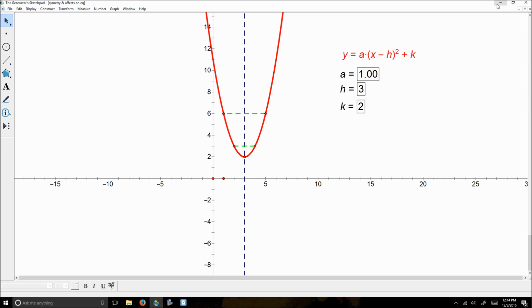We will explore more parabolas tomorrow in class.